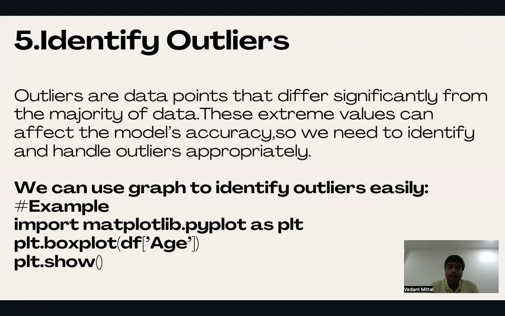The next is identifying outliers. Outliers are data points that differ significantly from the majority of data. These extreme values can affect the model's accuracy, so we need to identify and handle outliers appropriately. This will just tell the boundary of our data. We can use a graph to identify outliers easily. As you can see, we have imported matplotlib, and in the age section, we have applied identify outliers by box plot, and by the show method, we have shown it. It will just tell the max data of our dataset.